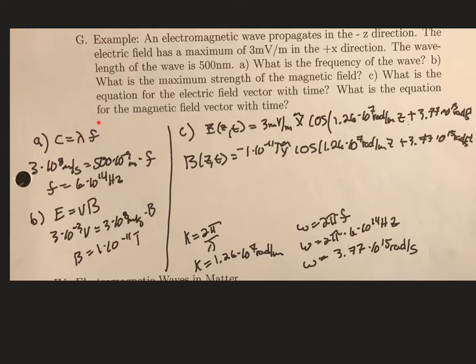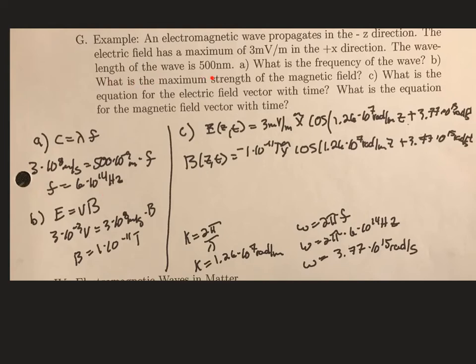So I've gone over here and I've used the fact that the speed of light equals the wavelength times the frequency. So I know the speed of light is a constant, and I have plugged in the wavelength provided, converting it from nanometers to meters, and I have solved for the frequency.